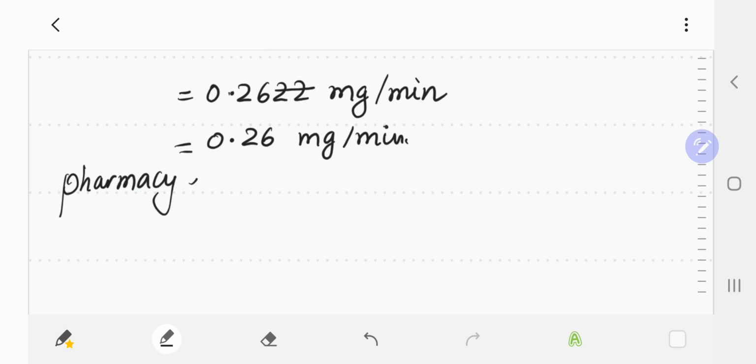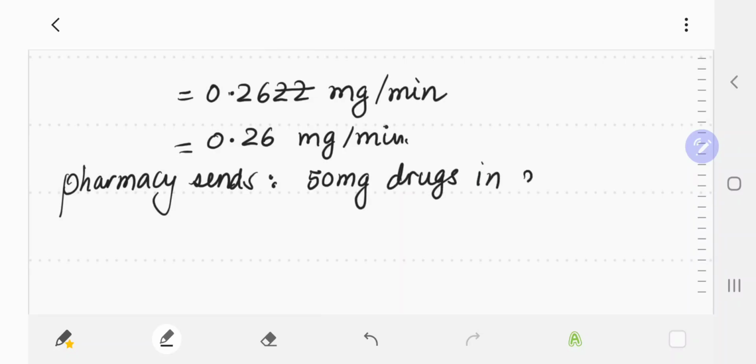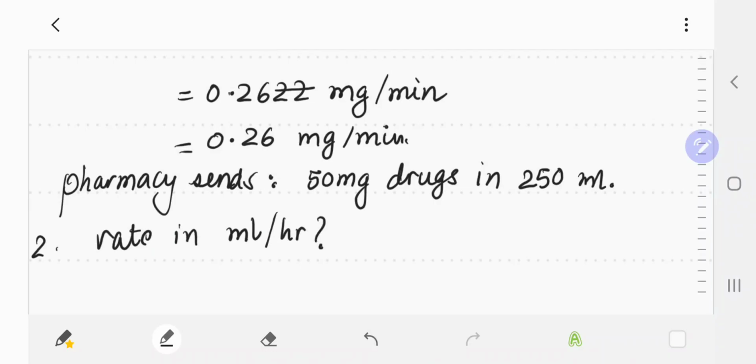If the pharmacy sends 50 milligram drug in 250 milliliter, then the second question says, what is the rate in milliliter per hour?